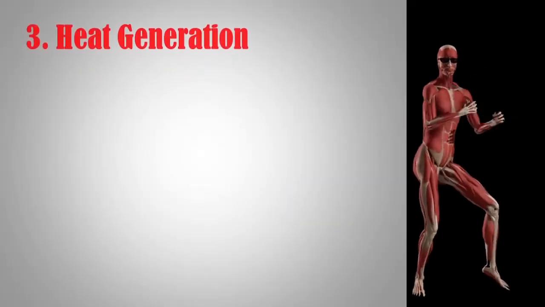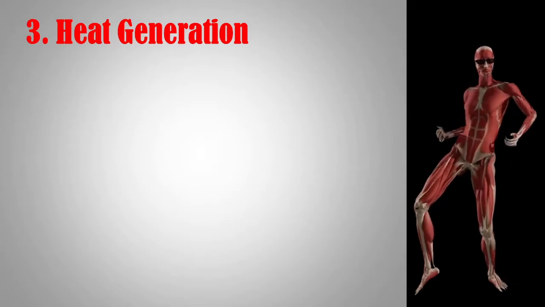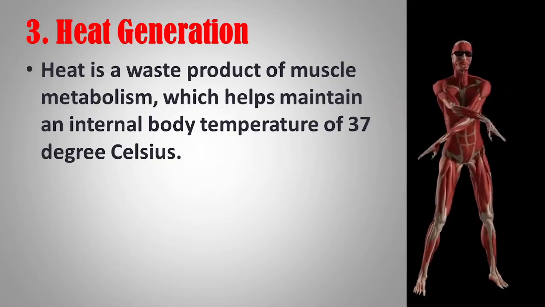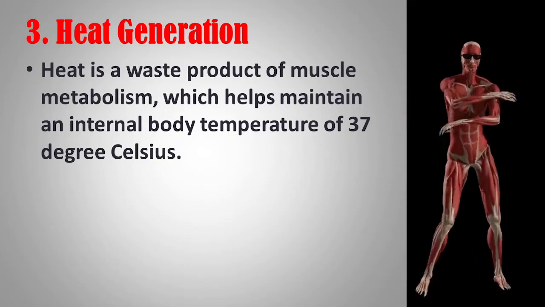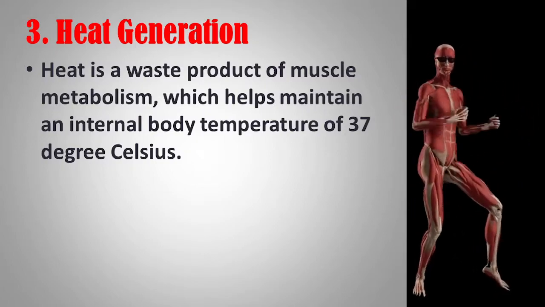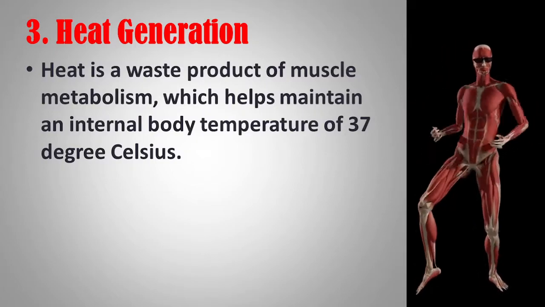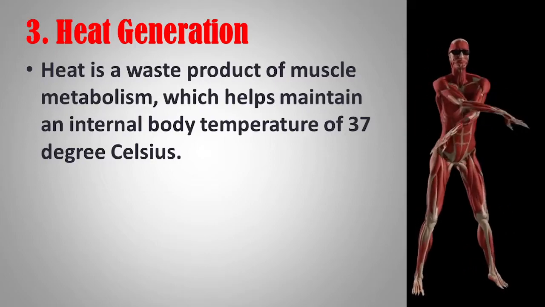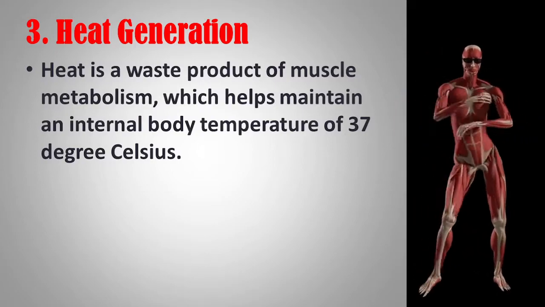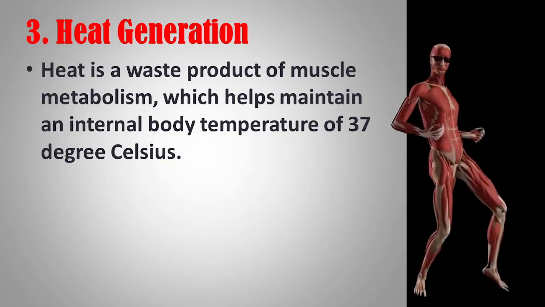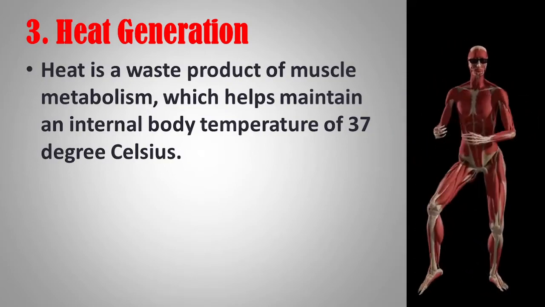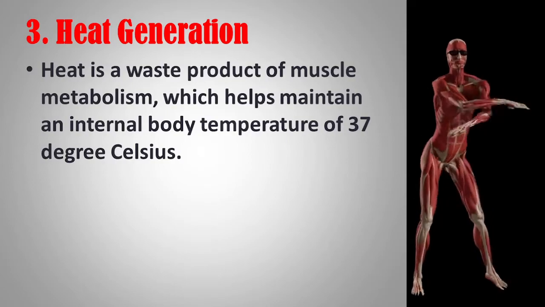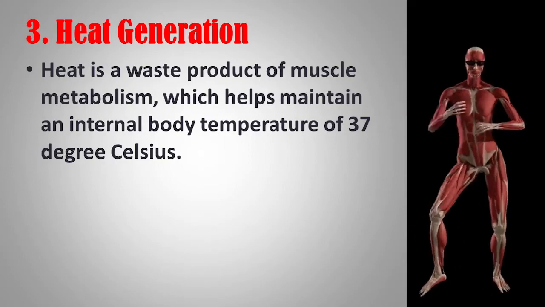Next, our muscle is also important in keeping our body temperature at a regular or normal temperature. Heat is a waste product of muscle metabolism, which helps maintain an internal body temperature of 37 degrees Celsius. And if you notice, every time you move, of course, the movement is caused by muscle. Every time we move, we feel hot and we become very sweaty, right?